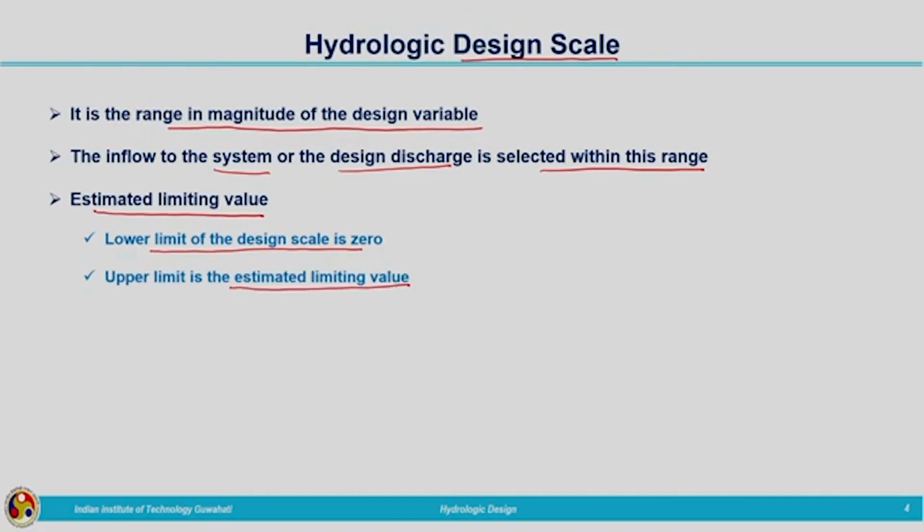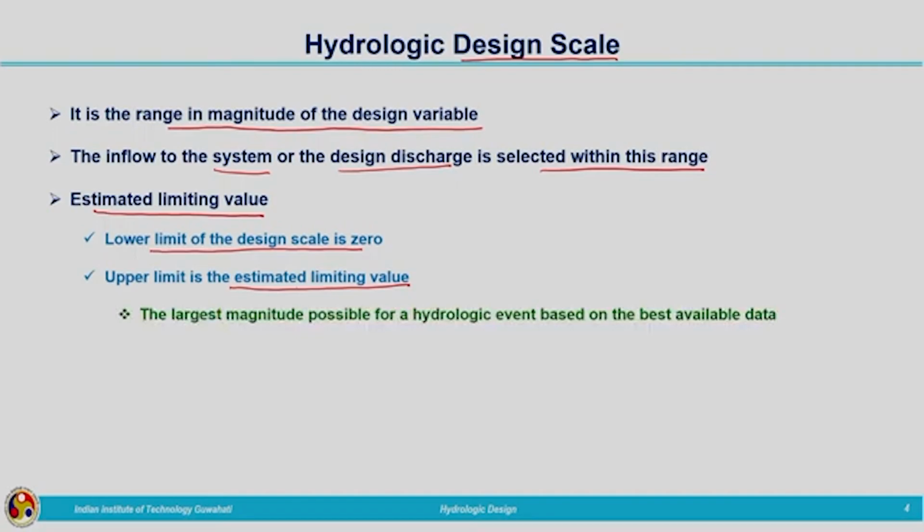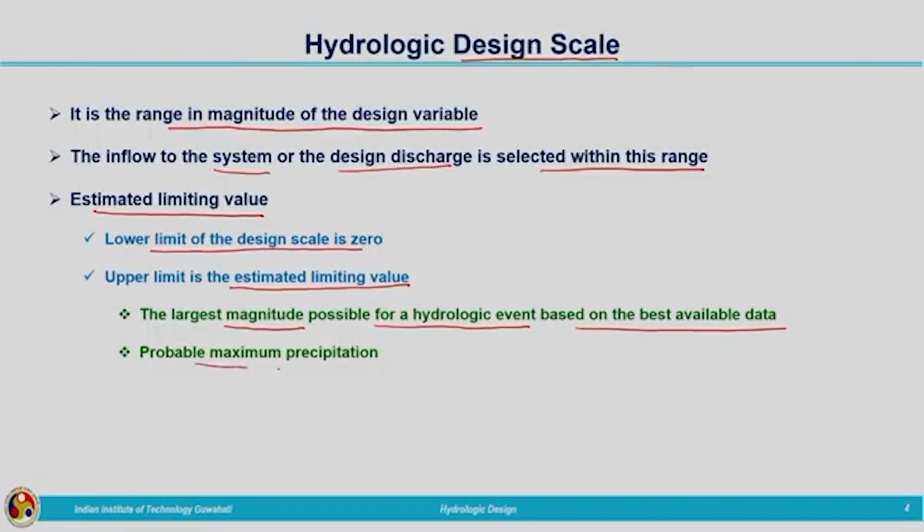So, we need to calculate a particular value for representing the upper limit, the estimated limiting value. It is the largest magnitude possible for a hydrologic event based on the best available data. For that, we will be considering the past data for so many years, and based on that we will be finding out the largest magnitude of the hydrologic event. That will be kept as the upper limiting value. Lower limit we will fix at 0 and the upper limit we will be choosing based on the past data series. That may be probable maximum precipitation or probable maximum flood.